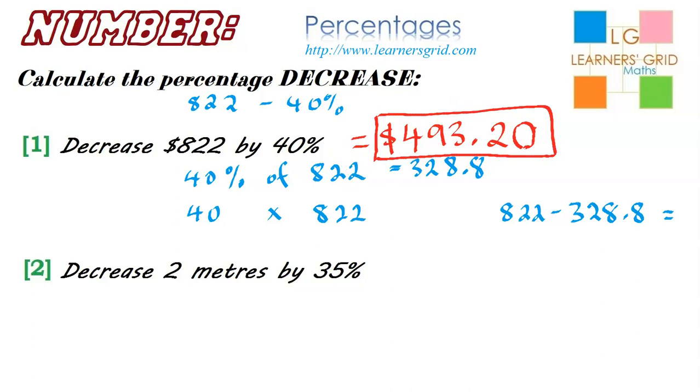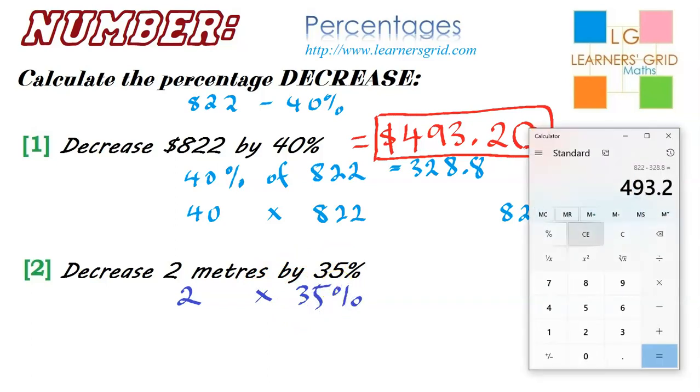Let's take a look at number 2. It says here, decrease 2 meters by 35%. So again, I'll just do it slightly differently to above. Essentially, I'm going to go 2, this is the 2 meters, by, to multiply, 35%. So I'm just going to type that into the calculator. So 2 multiplied by 35% equals 0.7.